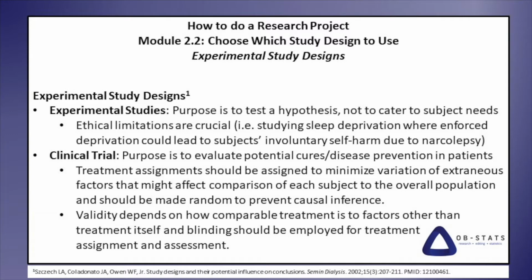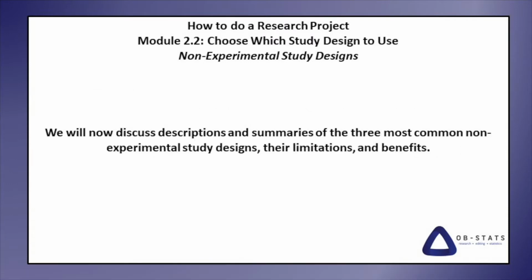Treatment assignments should be assigned to minimize variation of extraneous factors that might affect comparison of each subject to the overall population. The investigator should make every attempt to deter manipulation of assignments by study personnel by making assignments random, since causal inference can be made with minimal assumptions if assignments are not random. The validity of each trial depends on how comparable the treatment arms are on all factors other than treatment itself. Ideally, the investigator should employ blinding with respect to treatment assignment or should blind whomever will be assessing the trial's outcome.